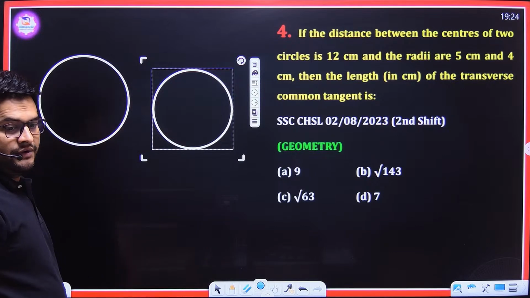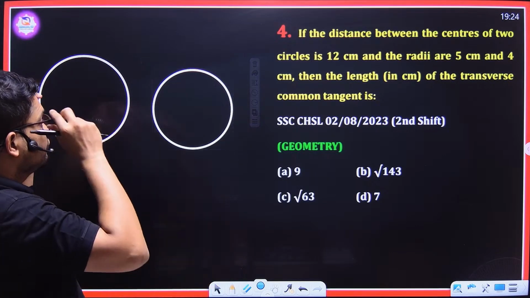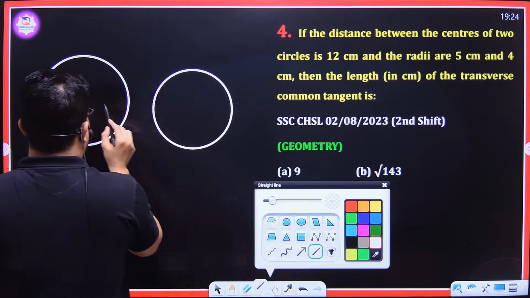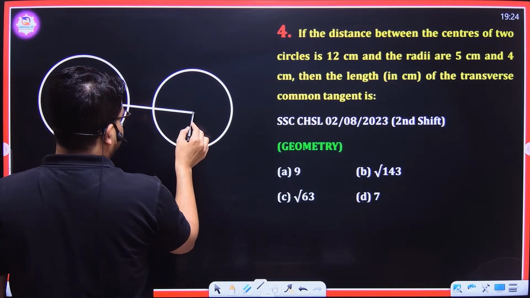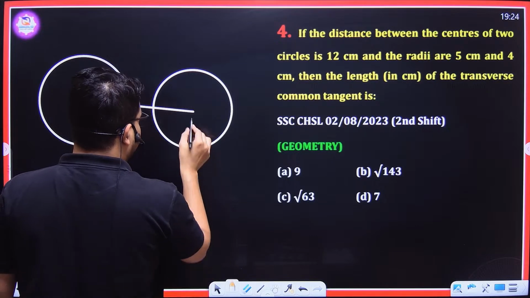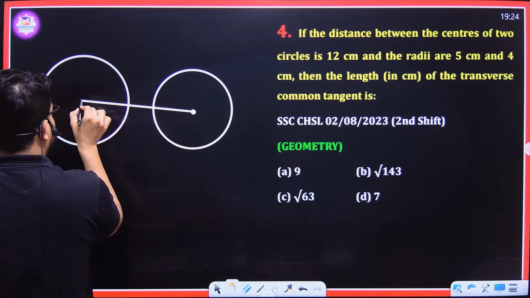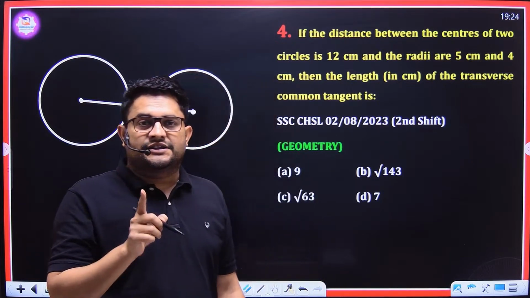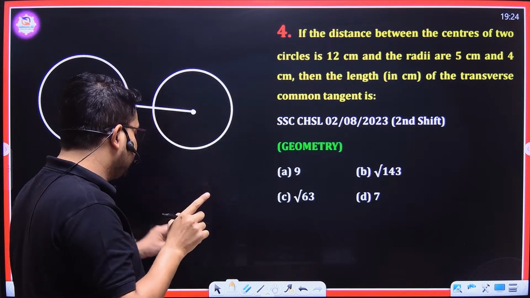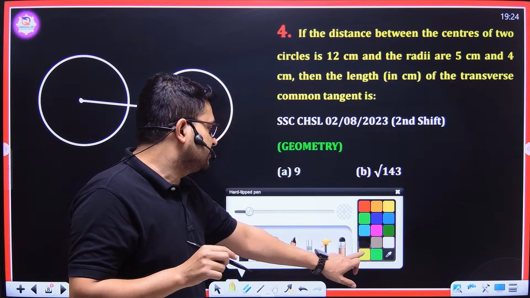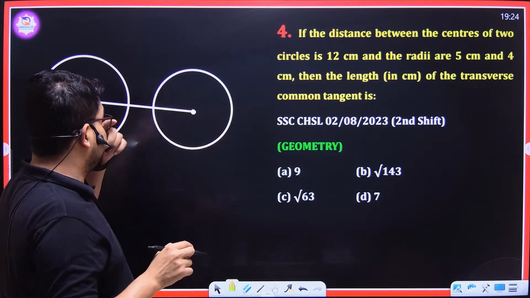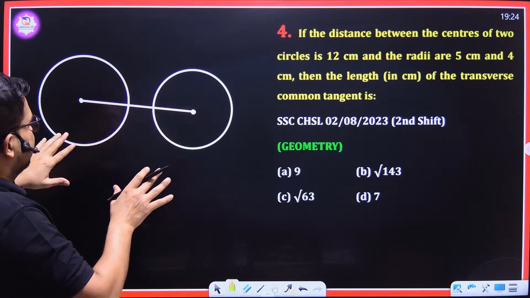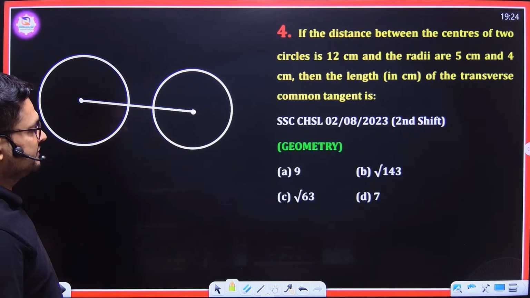If the distance between the centers of two circles is 12 centimeters... suppose this one is the center of the first circle and this one is the center of the second circle. Either the question is of transverse common tangent or of direct common tangent. I will tell you how you can solve this question directly without making this figure, but I have to make this figure the first time. Next time, I will tell you to use that method, which I have discussed earlier.